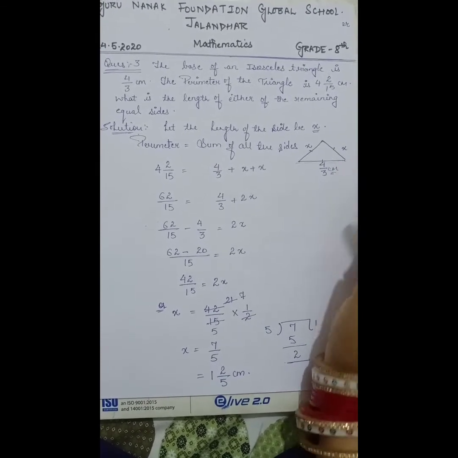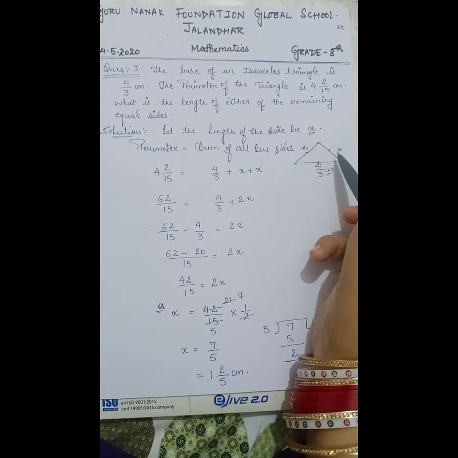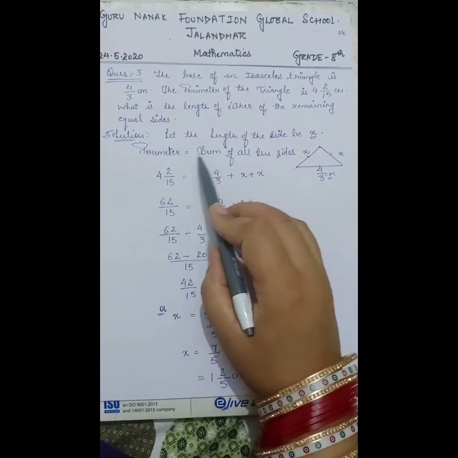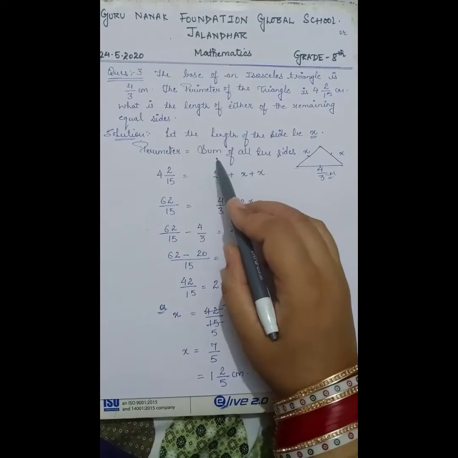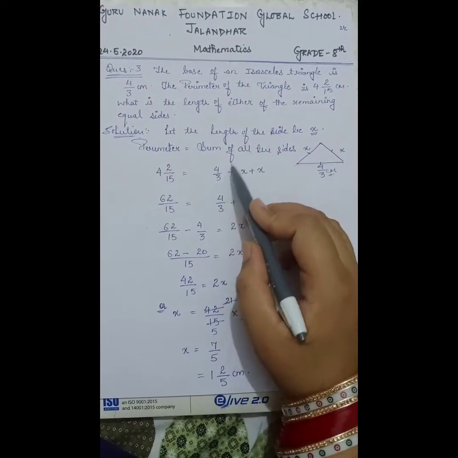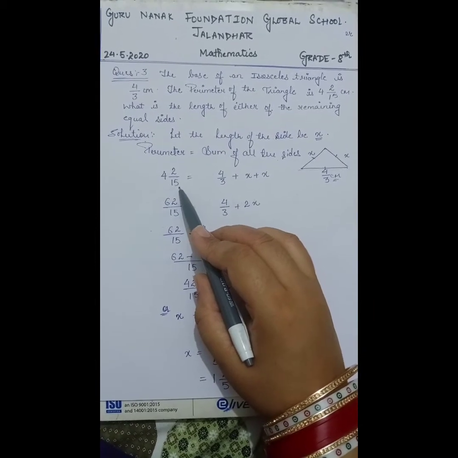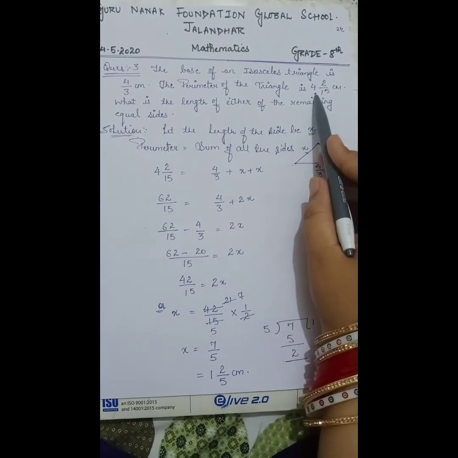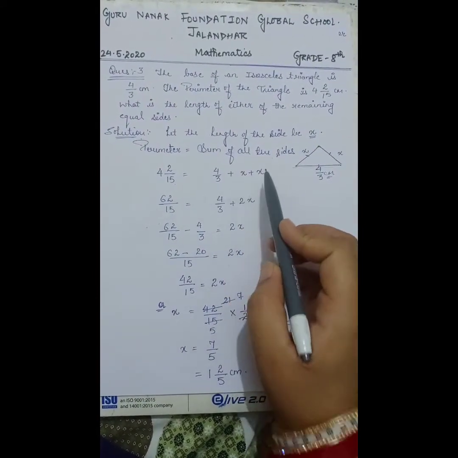So let the length of the side be x. We don't know the side of the triangle, so we are going to take it as x. Perimeter is equal to, what is the perimeter of a triangle? The sum of all the sides of the triangle. So we are going to add all the sides of the triangle and it will be equal to the perimeter of the triangle. Already given to you, 4 2 by 15 is equal to 4 by 3 plus x plus x.